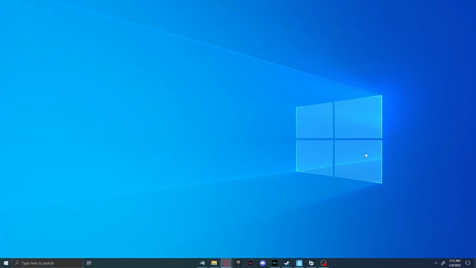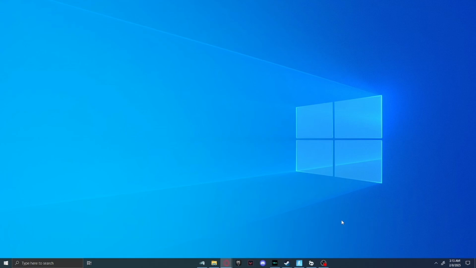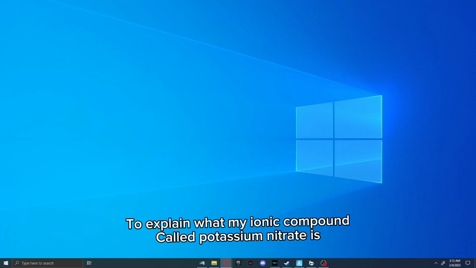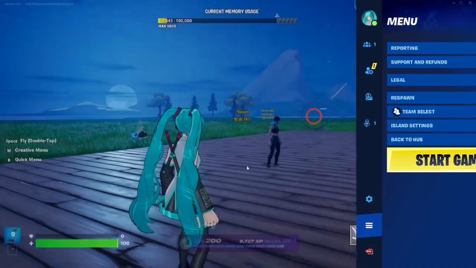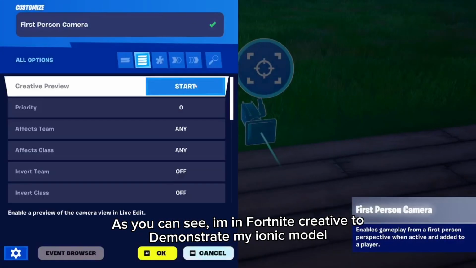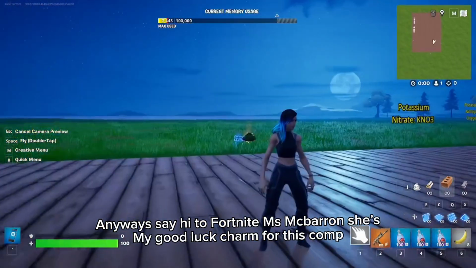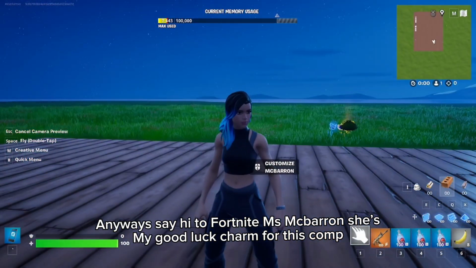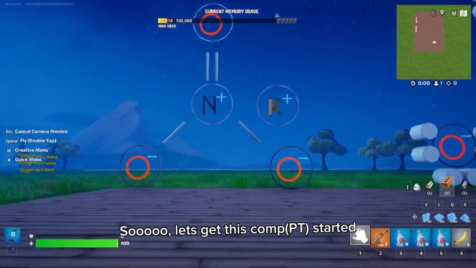Feelings. Hi guys, this is Atwood here today with a super cool presentation of my ionic compound. So let's start with tabbing into Fortnite Creative to explain what my ionic compound, called potassium nitrate, is. Alright, as you can see, I'm in Fortnite Creative to demonstrate my ionic model. Anyway, say hi to Fortnite Miss McBaron. She's my good luck charm for this comp, so let's get this comp started.